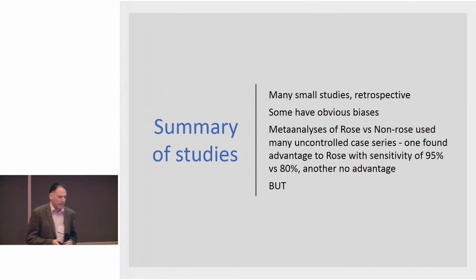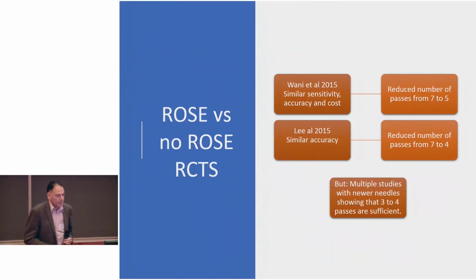And if you look at the studies which have been done, similar to with needles, there are many small studies, many of them are retrospective, and a lot of them have very obvious biases. And particularly, if you look at the meta-analyses of rapid on-site evaluation versus non-rapid on-site evaluation, most of these were uncontrolled case series. One meta-analysis did find an advantage to ROSE with increasing sensitivity, but another found no advantage. These two studies in 2015 were two randomized controlled trials, which is fairly rare in this area.